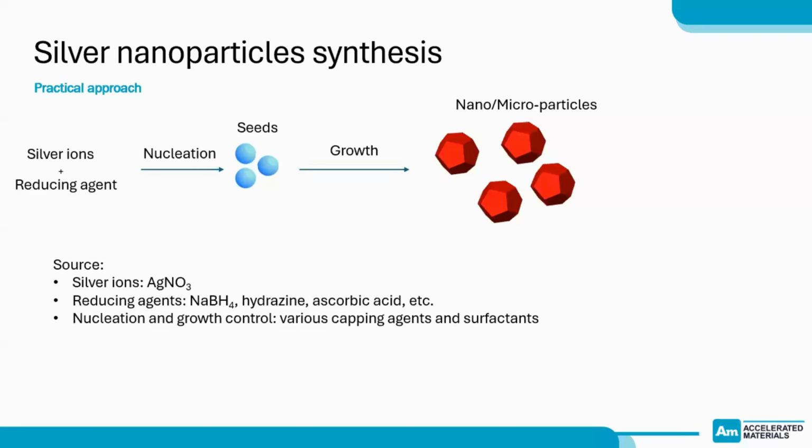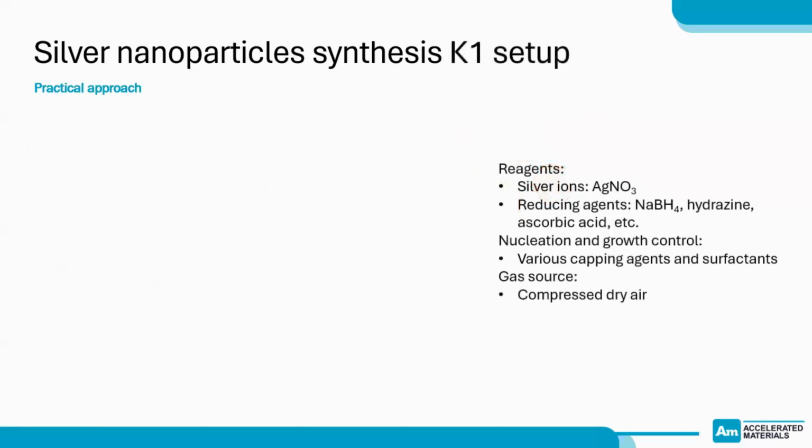So the silver ions' very well-known source is silver nitrate, which is soluble in most solvents, most commonly water or ethylene glycol. And there are well-known reducing agents like sodium borohydride, hydrazine, or ascorbic acid, right? And of course, in order to prevent overgrowth of your particles and stabilize the dispersions, various capping agents and surfactants need to be used, right?